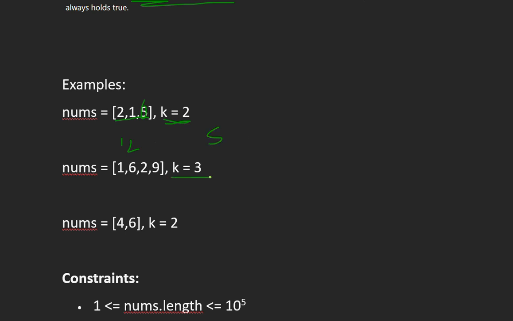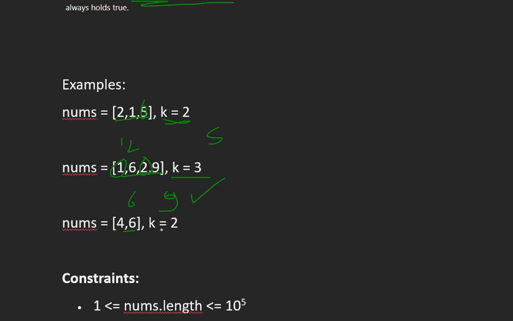Next, k is equal to 3 and the array is 1 6 2 9. Which elements should we remove to make it balanced? Suppose we remove 1 and 2, then we get 6 and 9. So 6 times 3 is 18, and 9 is less than 18. So yeah, this is also balanced.